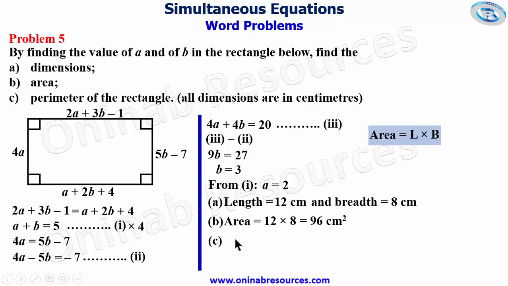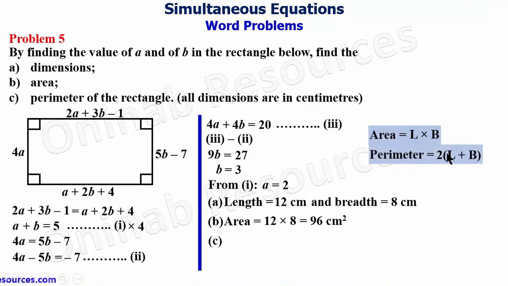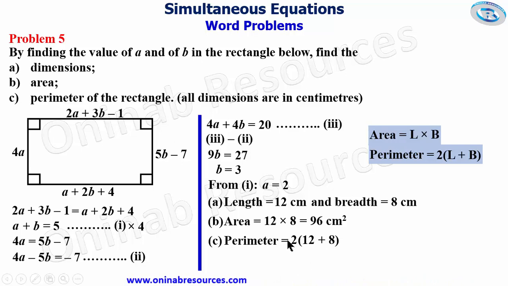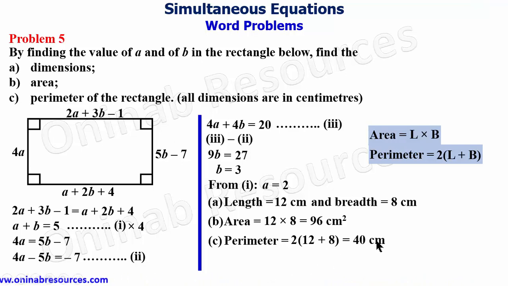Then for the last part, which is the perimeter, we know that perimeter is 2 into L plus B. That is, add the length and breadth, then multiply by 2. So our perimeter is going to be 2 into 12 plus 8. 12 plus 8 is 20. 20 times 2 gives 40 centimeters as the perimeter of the rectangle. And that's the end of the solution to problem 5.